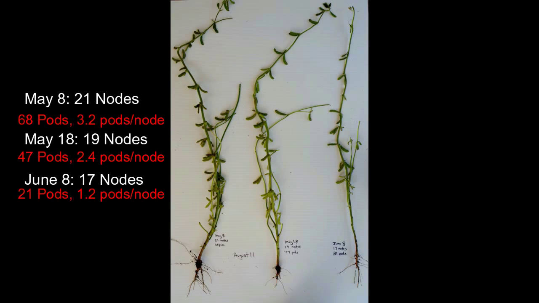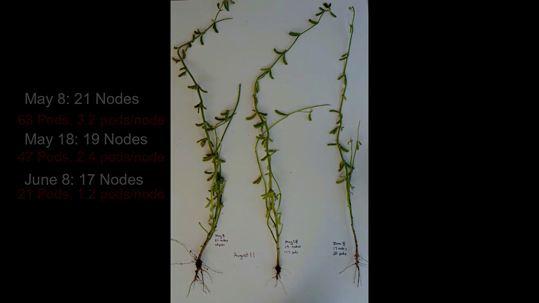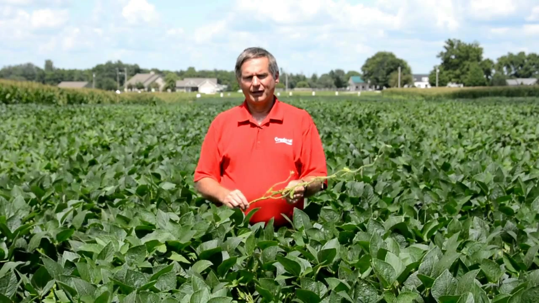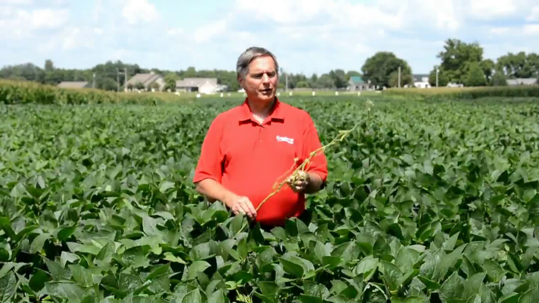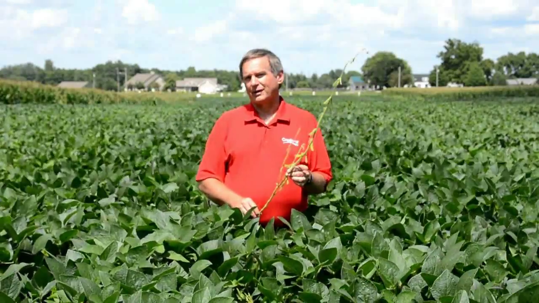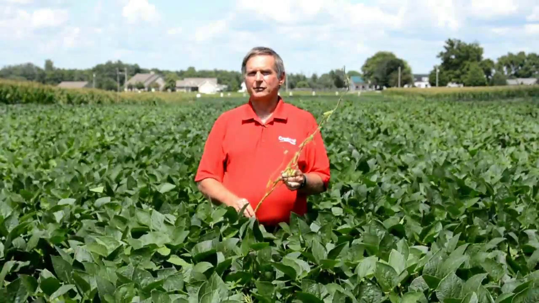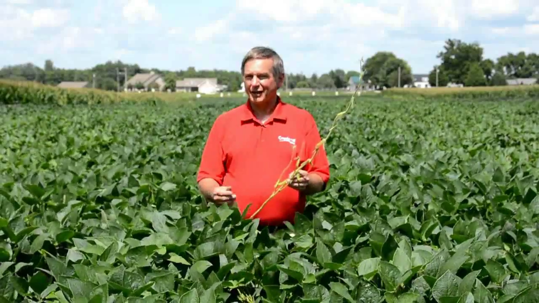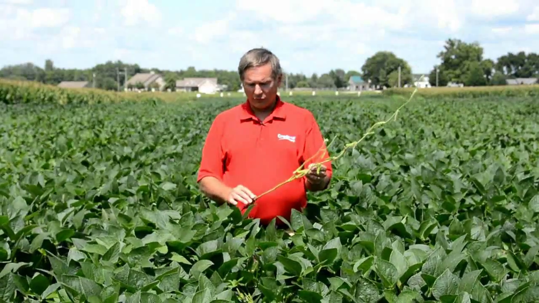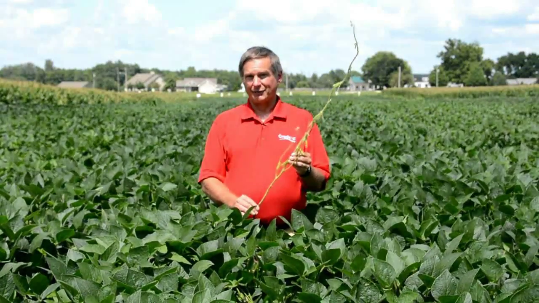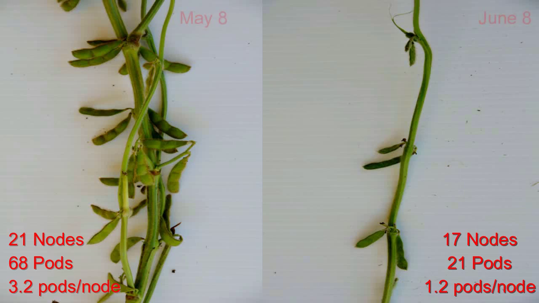The May 18th is very respectable, coming in at 19 nodes. Quite a bit of clusters of pods on a lot of those nodes. We're standing in the late planting date of June 8th, and the beans look tremendous from the road. We've got excellent height. We got about 8.5 inches of rain during the month of July, so we really got some excellent growth. And in fact, if you count the number of nodes, we get about 17 nodes on these plants, even planted that late. But the real story is the number of pods per node.